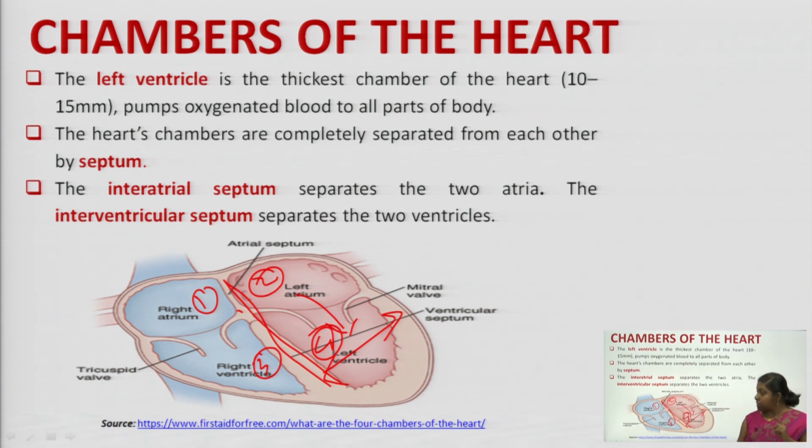So, the first or the upper zone is termed as interatrial septum. Interatrial septum is the one which separates your upper zone or the atria. If your right atrium and left atrium are separated, they are separated with the help of interatrial septum. Similarly, go down, it is the interventricular septum, which is separating both of your ventricles. That is, it is separating your right ventricle from the left ventricle.